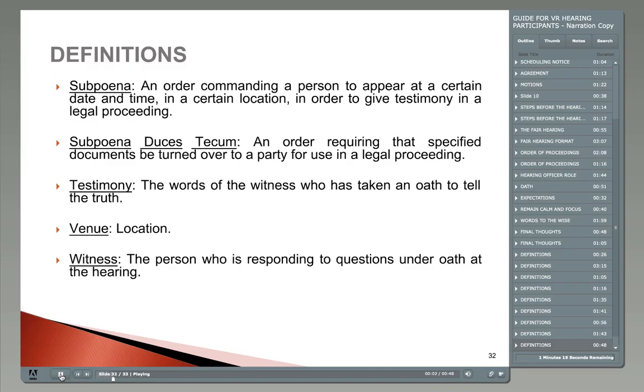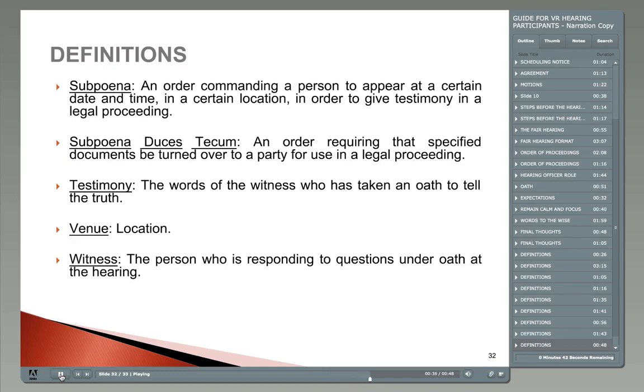A subpoena is an order commanding a person to appear at a certain date and time in a certain location in order to give testimony in a legal proceeding. Pretty straightforward. Subpoena duces tecum is an order requiring that a specific document be turned over to a party for use at a legal proceeding. So a subpoena is asking a person to appear. Subpoena duces tecum is asking for a document. Simple. Testimony, the words of a witness who has taken an oath to tell the truth.